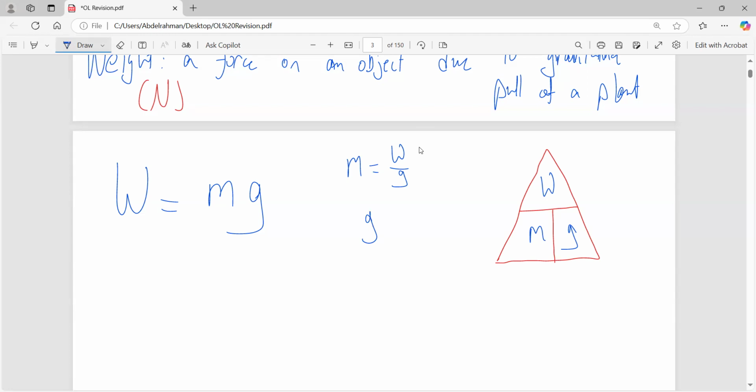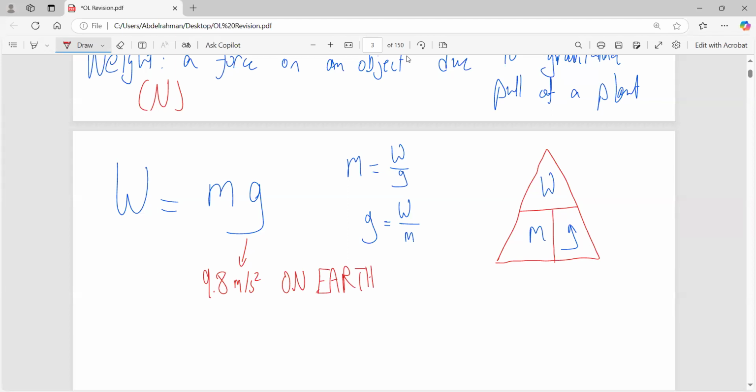planet. If he's telling you find the gravitational pull or the gravitational acceleration on Mars, I don't know what is the gravitational acceleration on Mars. But G equals what? G equals W over M, weight over the mass. G on Earth is equal to 9.8 meters per second squared. On Earth.